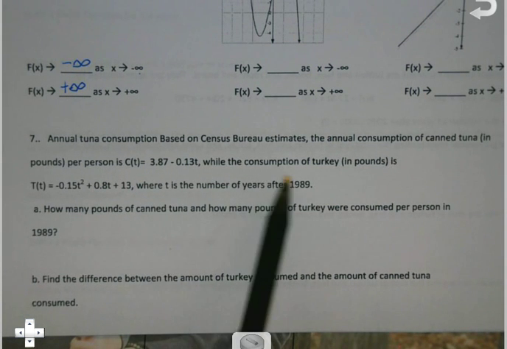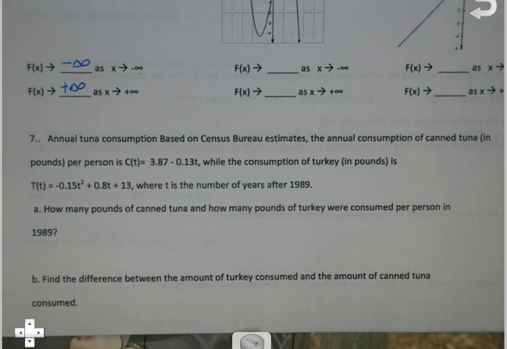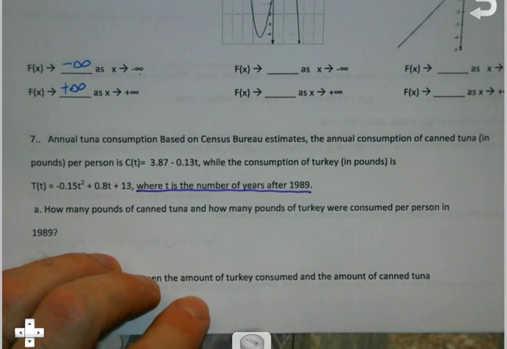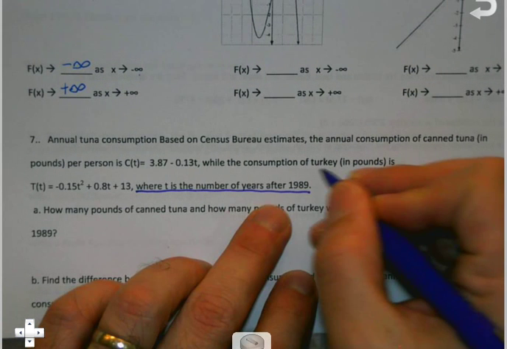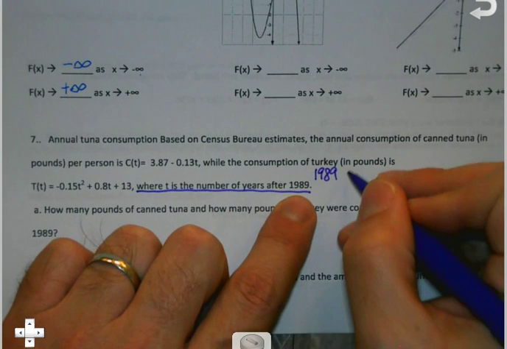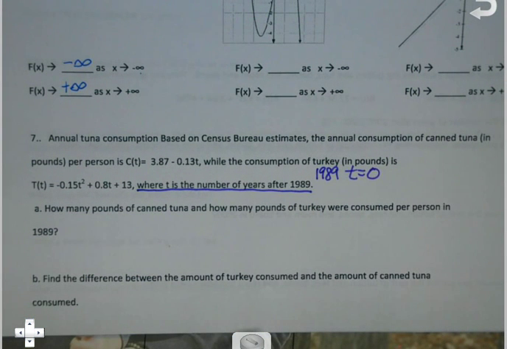And then the consumption of turkey in pounds, they give me another expression, where T is the number of years after 1989. Now let me explain what this last little statement means. What that means to us is, if you were asked, how much tuna did somebody eat in 1989? That's called my base year, since that's what they're doing here. And my T value for that, if I was going to plug it in, would be 0. Okay, my base year always is going to have a T value of 0.